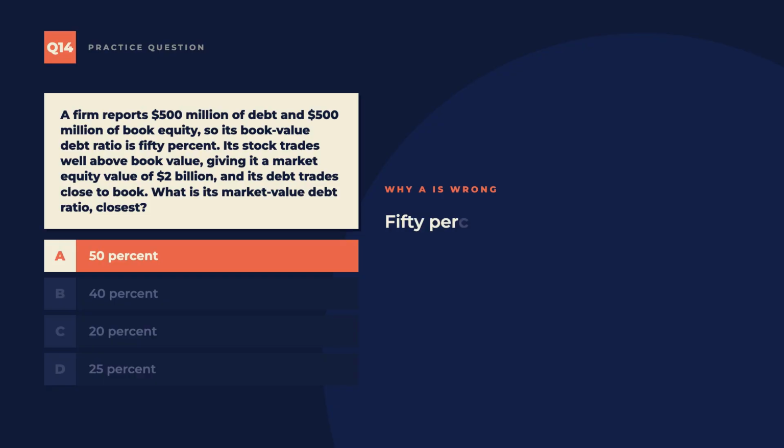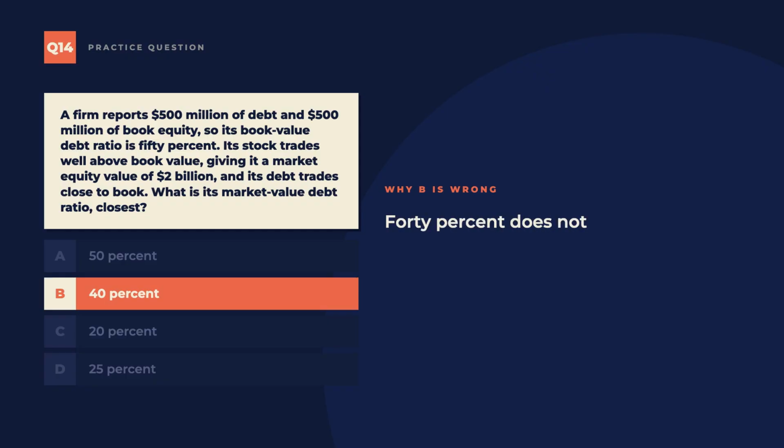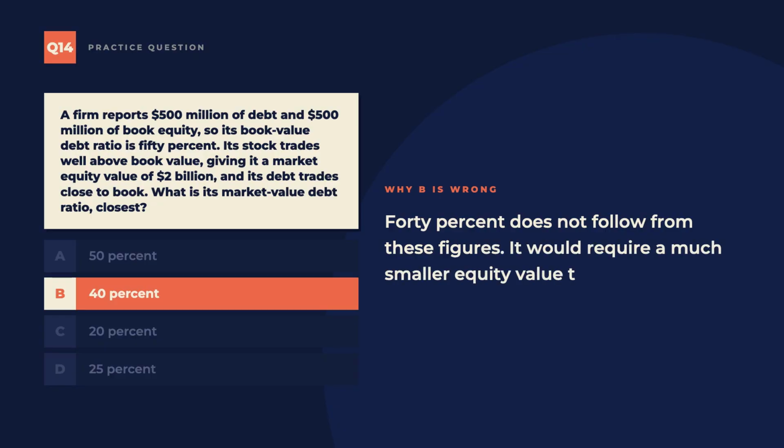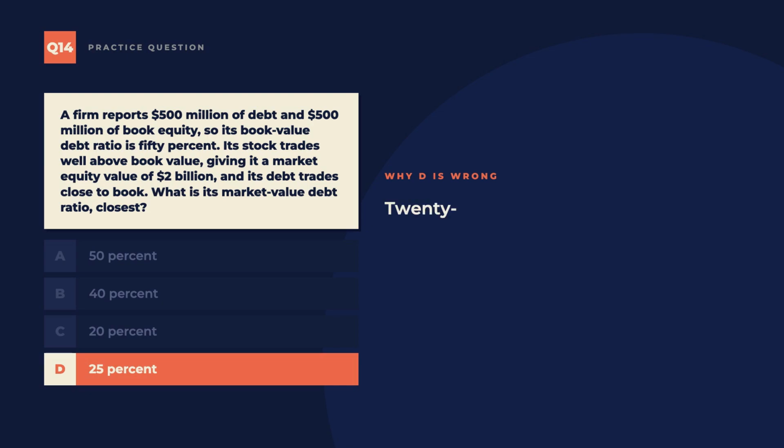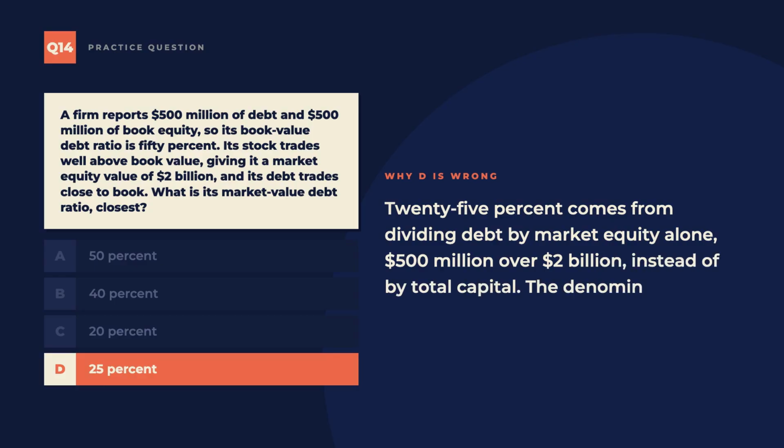A is wrong because 50% is the book value ratio computed with book equity of $500 million. It ignores that the market values the equity at $2 billion. B is wrong because 40% does not follow from these figures. It would require a much smaller equity value than the $2 billion market capitalization stated. D is wrong because 25% comes from dividing debt by market equity alone, $500 million over $2 billion, instead of by total capital. The denominator must be total debt plus total equity.